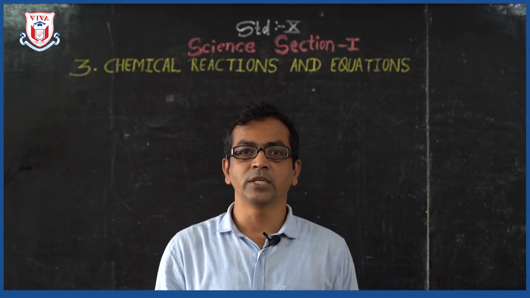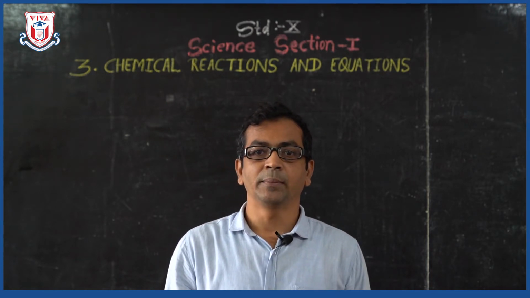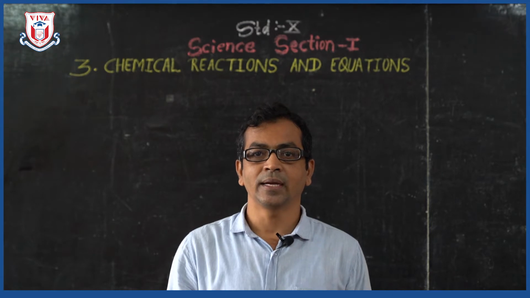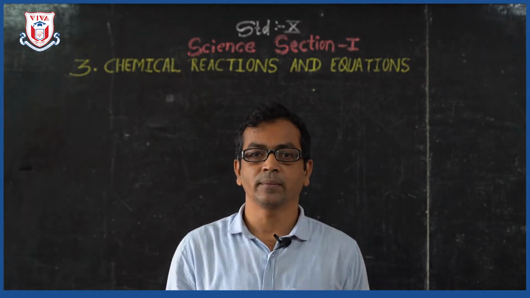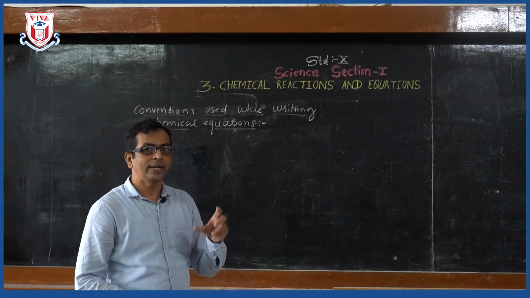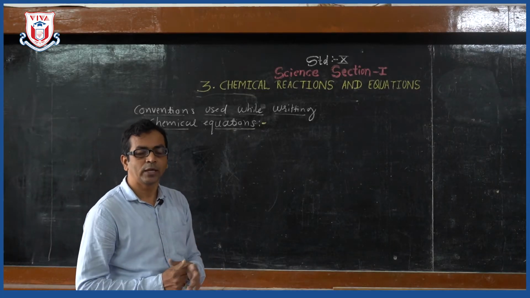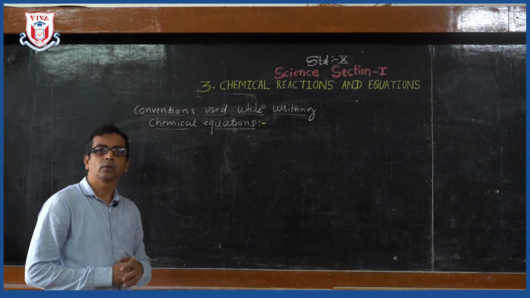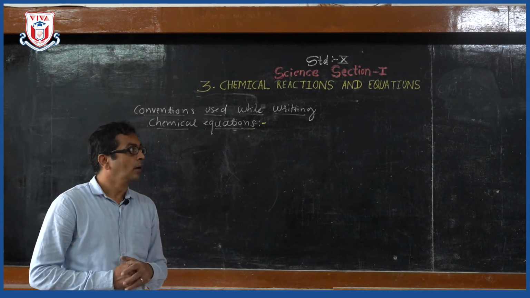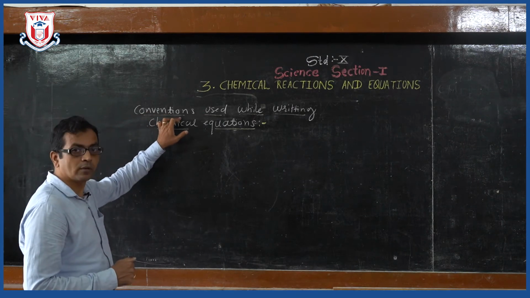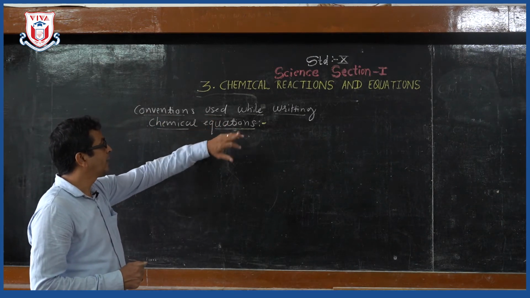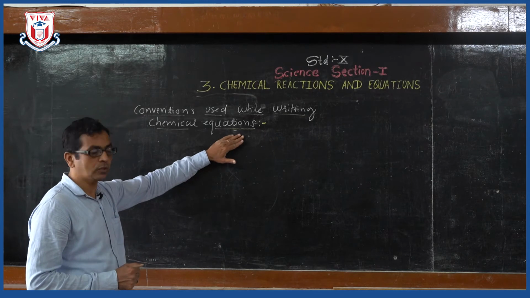I am going to teach you today chemical reactions and equations from Science section 1. When we write a chemical reaction or chemical equation, you have to follow certain rules. These rules are known as a convention. Convention used while writing a chemical equation.